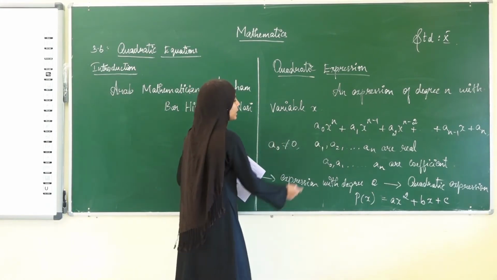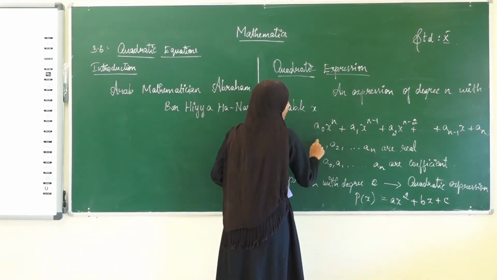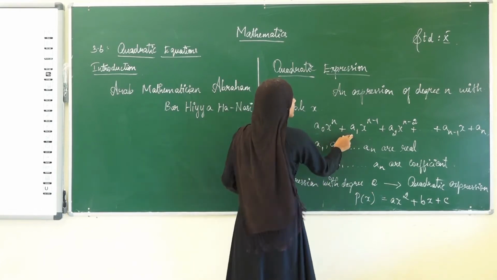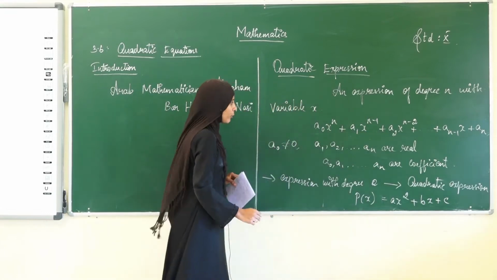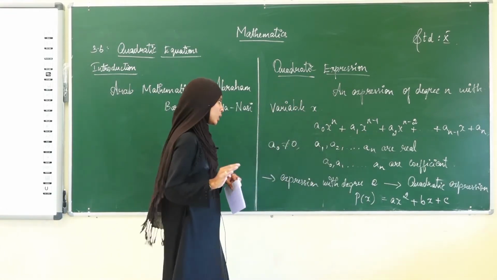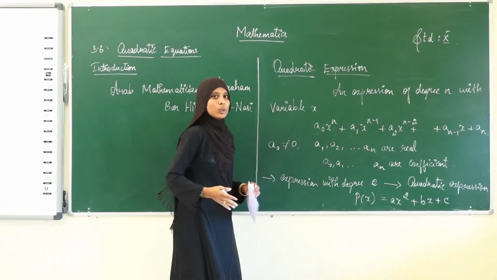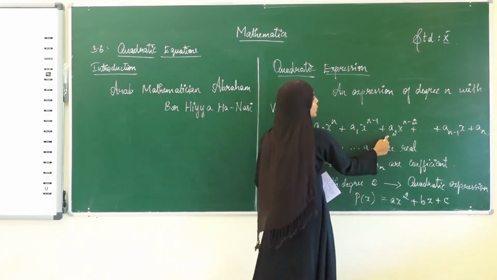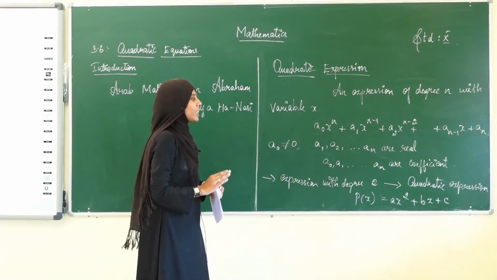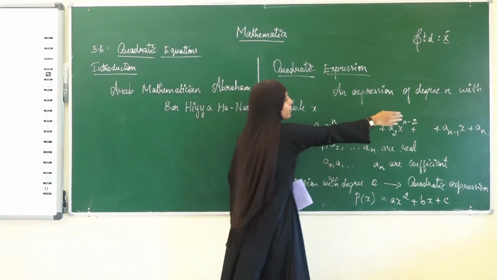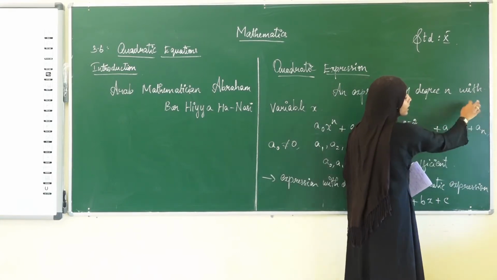Here this a0, the first term, should not be equal to 0, because if it is equal to 0 then the x power n term vanishes, and the expression becomes an expression of degree n minus 1. Therefore a0 should not be equal to 0. It may be equal to 1 or some other real value, but it should not be 0. And a0, a1, a2 up to an minus 1, an, these are all real numbers. An does not have an x term because x power 0 is 1. This is called the constant term.